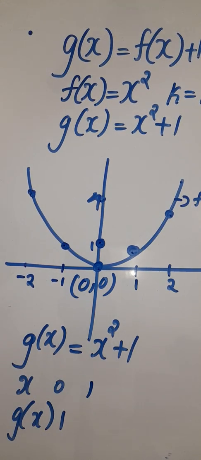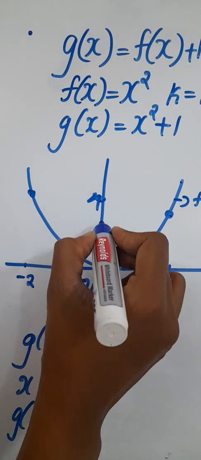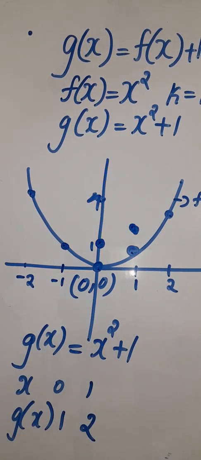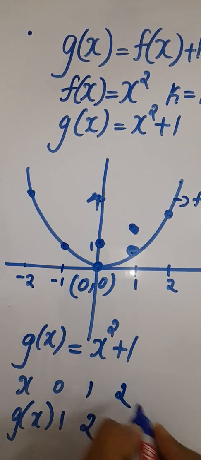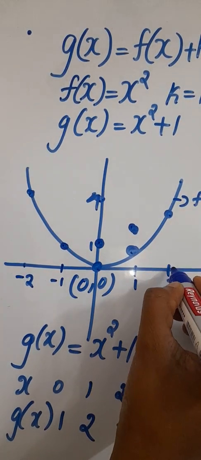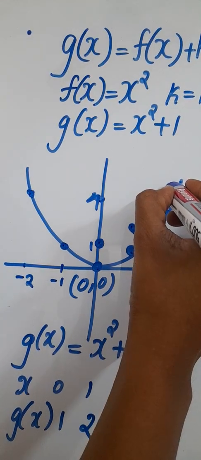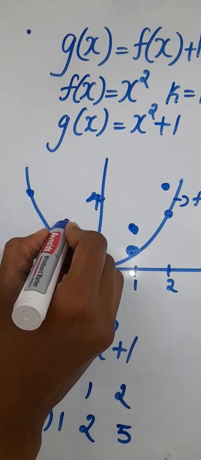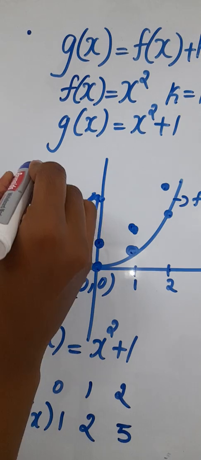Consider x equal to 1. We get 1 squared plus 1, which is equal to 2. So we get the point (1, 2). This is 4, so somewhere in between we get the point (1, 2) on the curve g of x. Consider x equal to 2, we get 2 squared, which is 4, 4 plus 1, which is 5. So for x equal to 2, we get g of x to be equal to 5. We get similar points because of the symmetry.